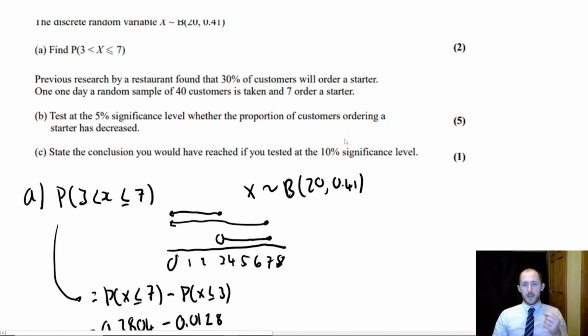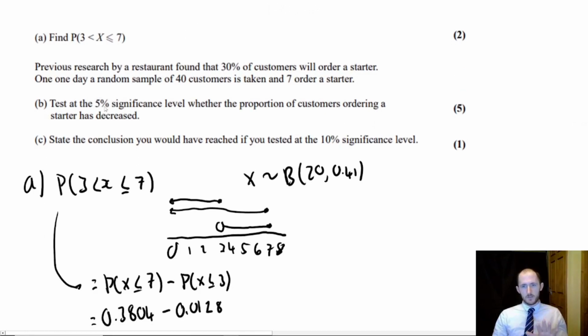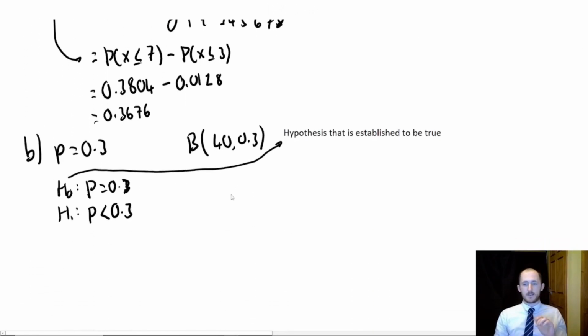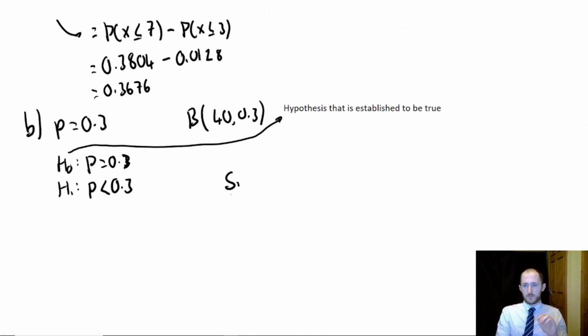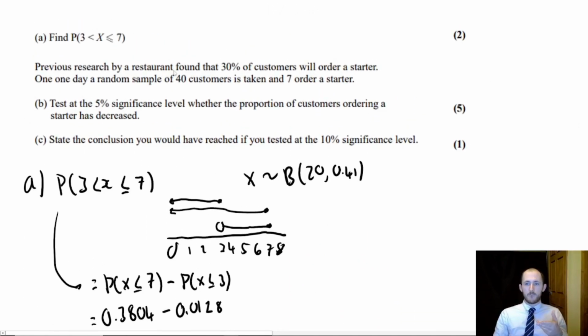What you need to do now is use the significance level. This significance level is fairly interesting. The sig level, I'm going to call it, is 5%, which I'm going to write as 0.05. I'll show you what the significance level is in a second. But here's how you do the question. It's 5 marks. 40 customers are taken, 7 order a starter. So I'm going to work out the probability of 7 or fewer people ordering a starter.